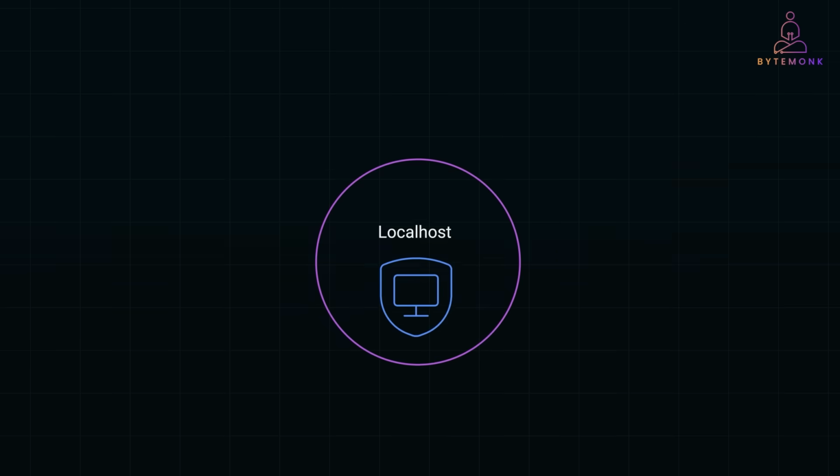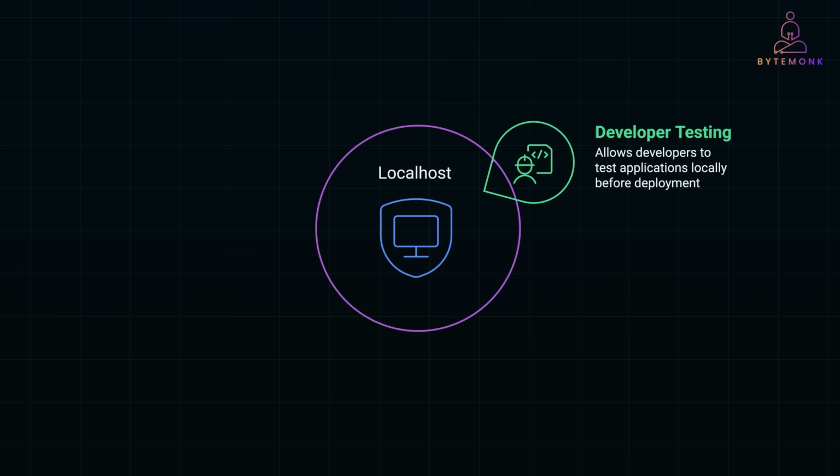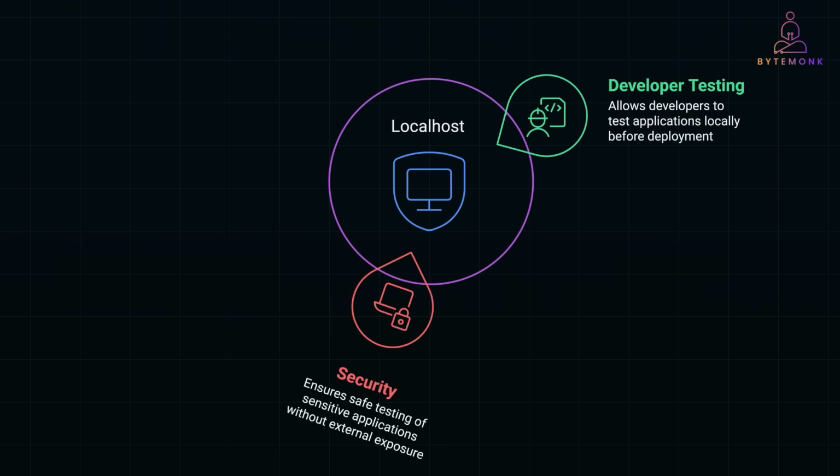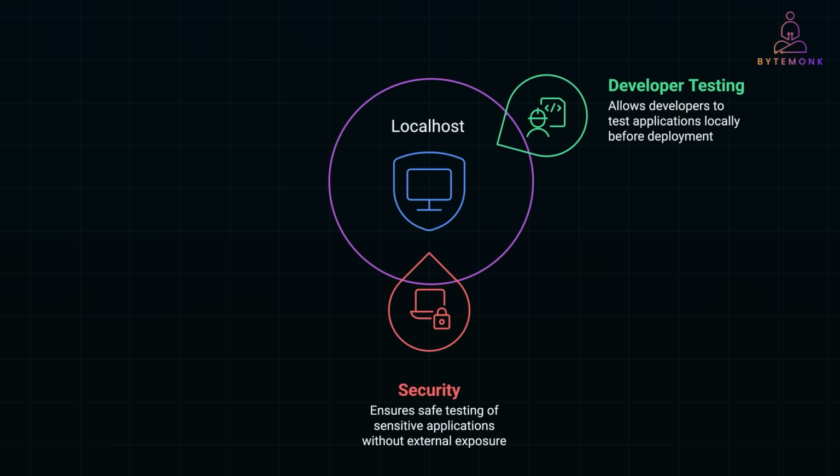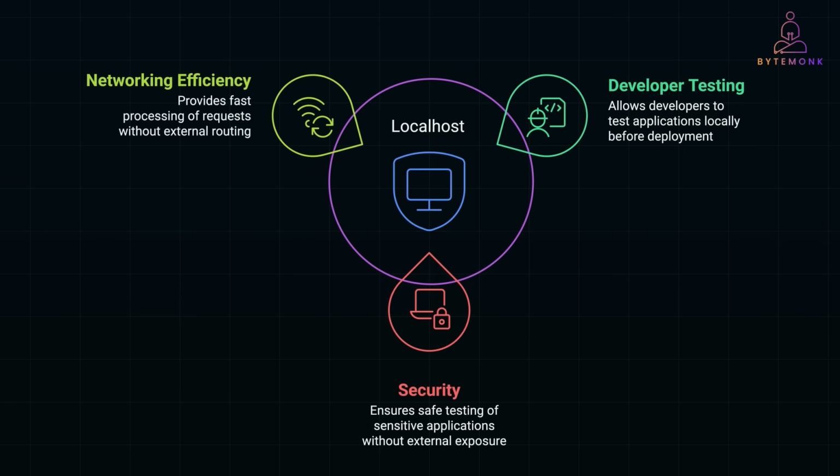And here is why localhost matters. For developers, it lets you test applications before going live. You can run a local web server, test APIs, or debug without needing an internet connection. It can also be used for security because requests to localhost never leave your machine, making it safe for testing sensitive applications. You may also use localhost for networking efficiency. The loopback interface processes requests super fast because there is no external routing.